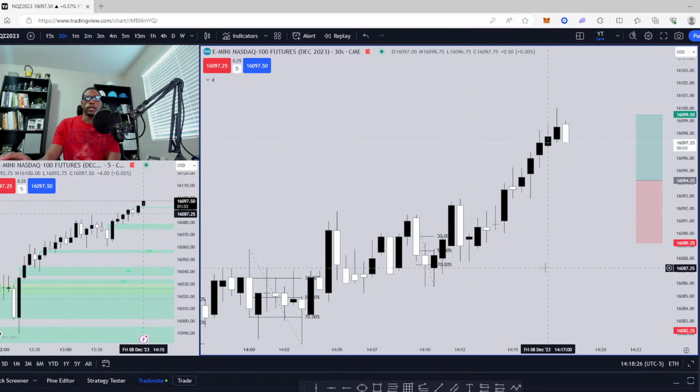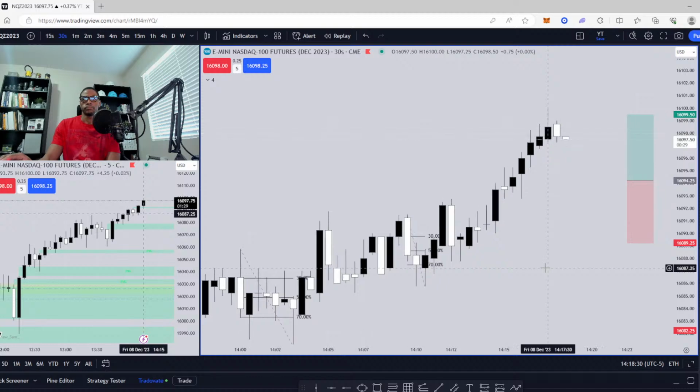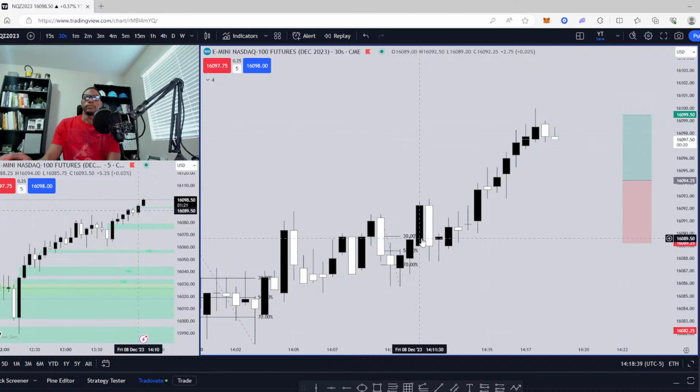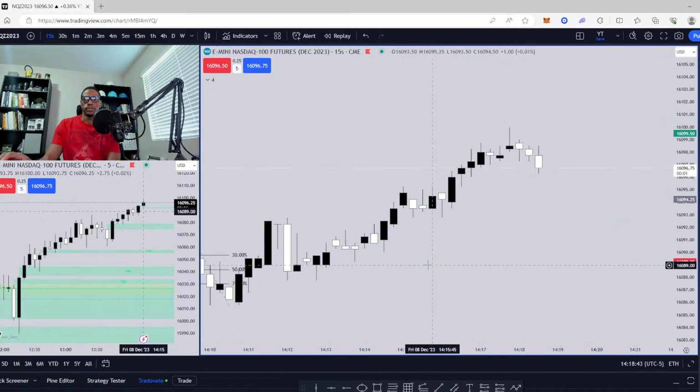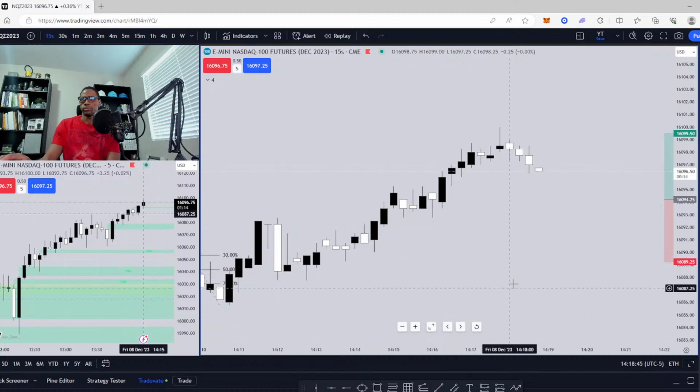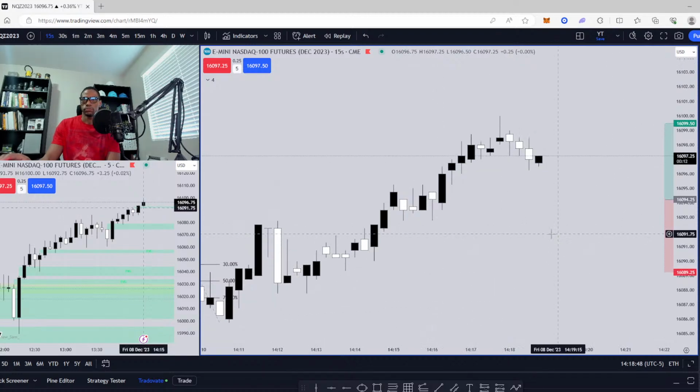So now we need a low to be taken. We need a low swept. And so far we have not had one, I don't believe. No, we haven't. Let's shift down to the 15-second and see if we had any more activity, that maybe we will see a low that was swept and we can look for another setup on this time frame.